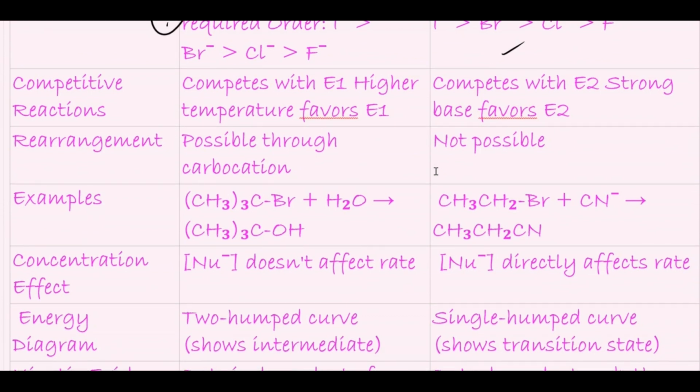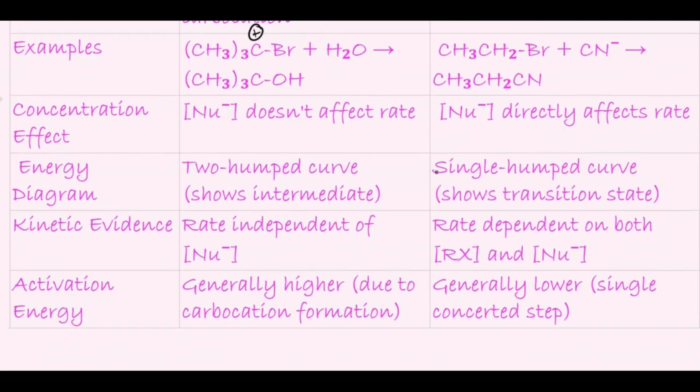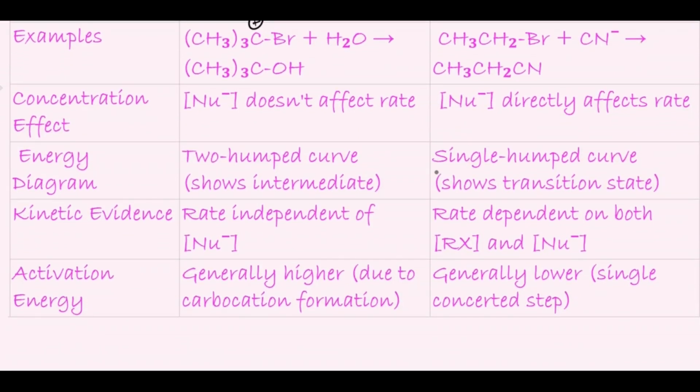Some of the examples you can see: tertiary ones prefer carbocation formation, and the primary ones follow SN2. As I told you, the nucleophile doesn't affect the rate, and activation energy is generally higher due to the carbocation formation. In case of SN2, it is lower because it is a single step reaction, a concerted mechanism.